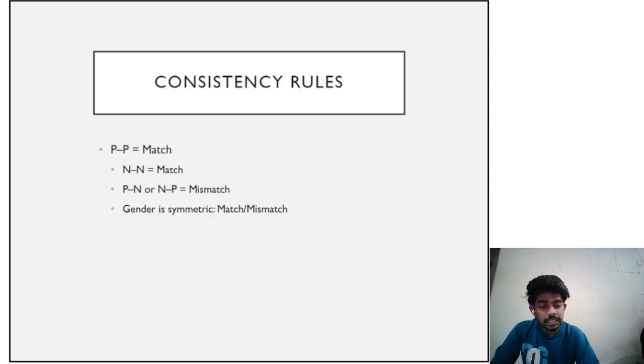Let's see the consistency rules. To compare any two students, we apply these simple rules. If both P, it's a match. If both have N, it's also a match. But if one has P and the other one has N, it is a mismatch. We will apply this for all pairs and for all skills.